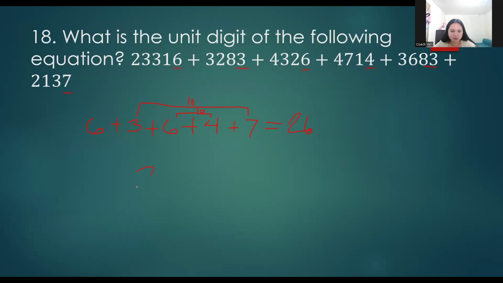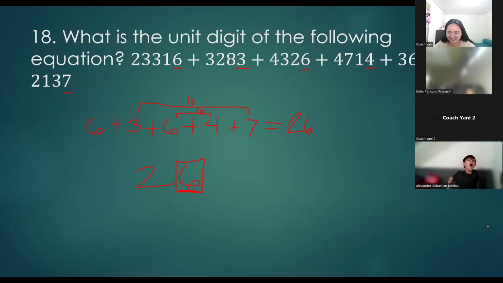Okay. What is the unit digit of the following? It's 26. The unit digit? Six. 6. Very good. So just the 6. This is the answer. 6. You did correctly.